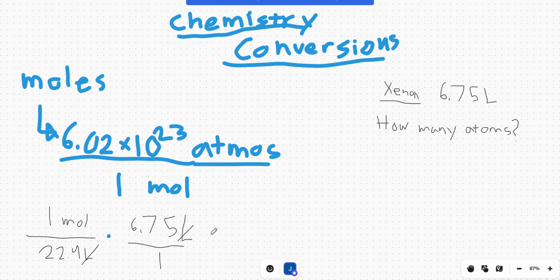So when we do this, since we know that the liters will cancel out, we have 6.75 times 1, or 6.75 moles, all over 1 times 22.4, and anything times 1 is just itself, so we just have 22.4. Now, if we just do 6.75 divided by 22.4, we get approximately 0.301 moles.